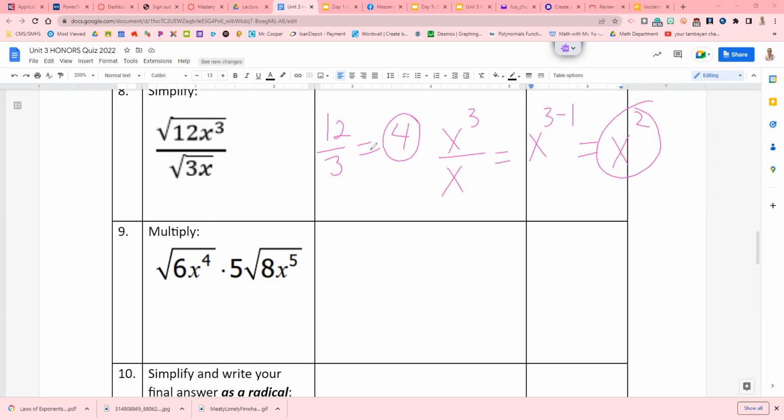So the answer is equal to square root of 4x squared. Since 4 is a perfect square and x squared can be factored, you can do 2 and 2, you can do x and x. And again, cancel 1 and take 1. The answer will be 2x. So this is the answer for number 8.